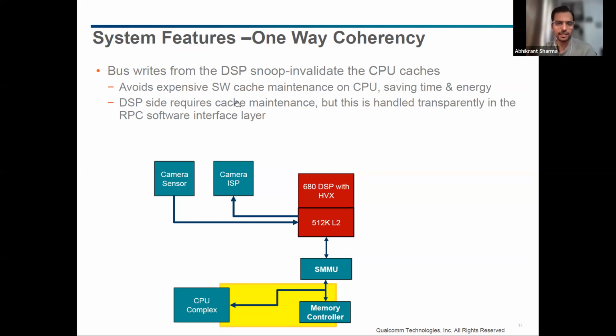Also, it avoids the expensive software cache maintenance on the CPU, thus saving time and energy. Since the DSP is performing all these tasks, there is no need for the CPU to do these things, and hence it ensures lower power consumption for the whole SoC, and the DSP continues to be power efficient. And the DSP side obviously requires cache maintenance, which I told you, but this is handled transparently in the fast RPC software layer, and the user need not worry about it.